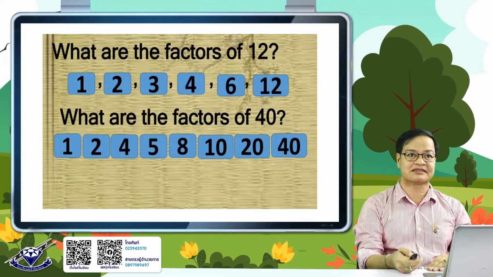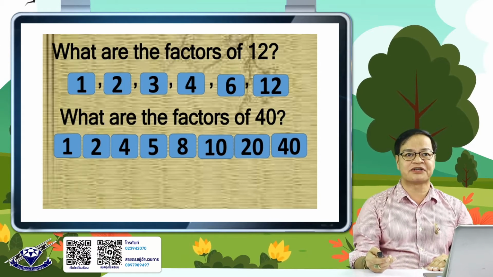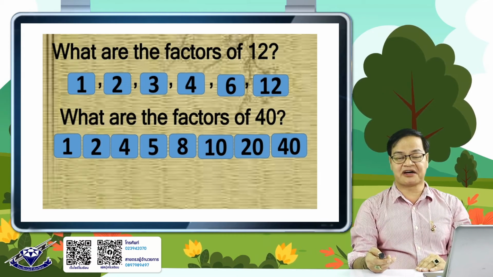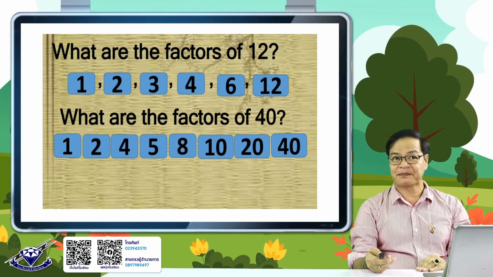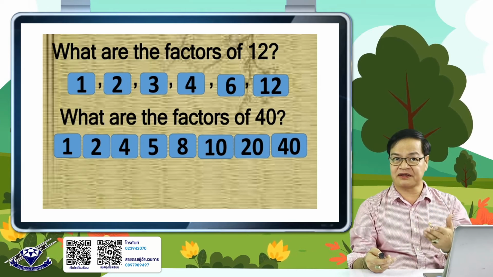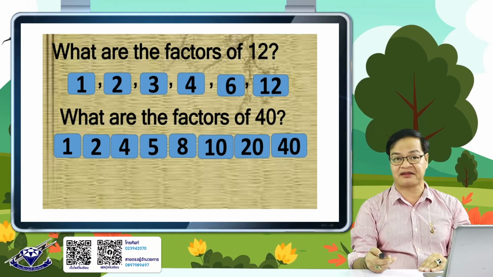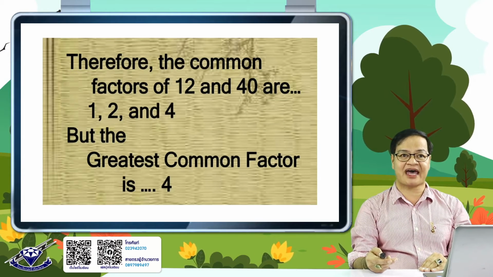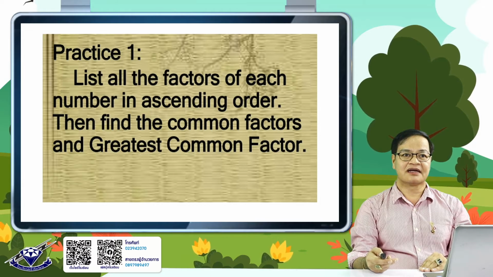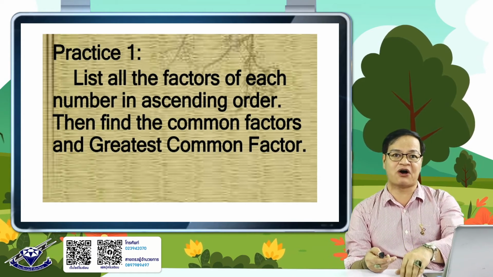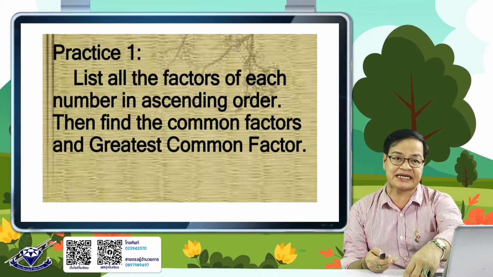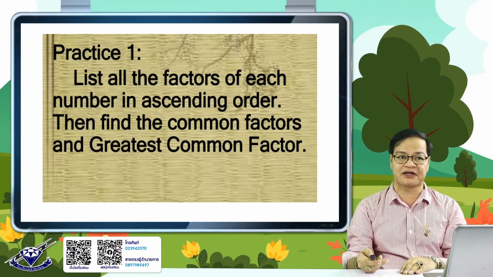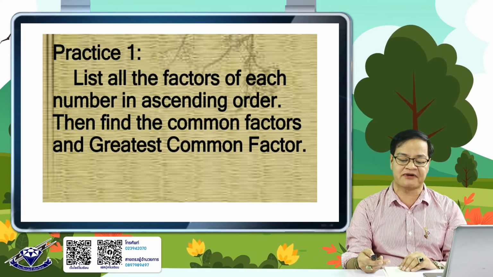Now, let's do this. What are the factors of 12? You know this one. What are the factors of 14? Without looking at these answers, I would like you to try these exercises at home. And we have this one. List all the factors of each number in ascending order, I should say. Then find the common factors and greatest common factors.